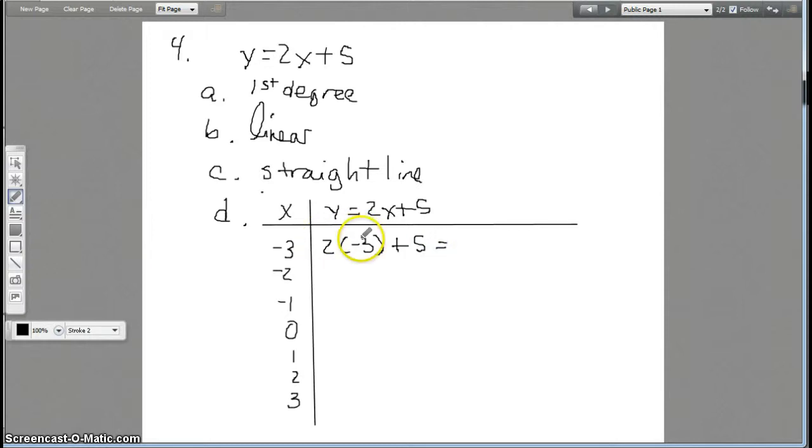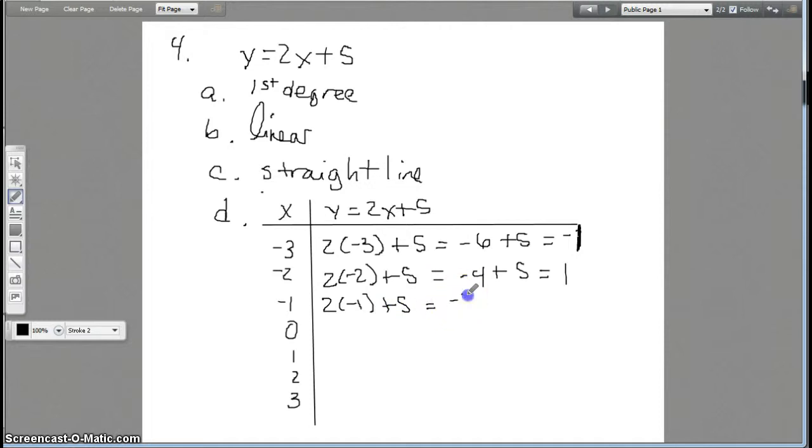Now, what is 2 times -3? That's -6. And then we add 5. -6 plus 5 is going to be -1. Sorry, that looks more like a 7. -1. Okay, so now we'll do the same for -2. 2 times -2 plus 5. That's -4 plus 5. And that's going to be a +1. 2 times -1 plus 5. That's going to equal -2 plus 5, which is 3.